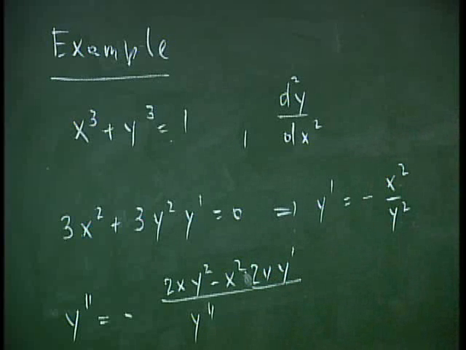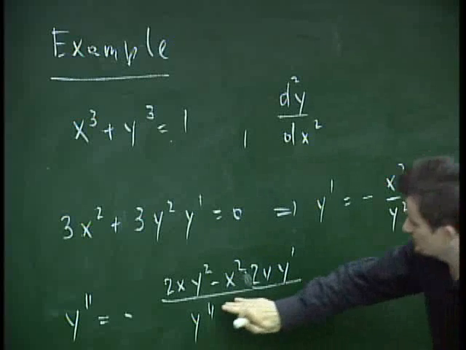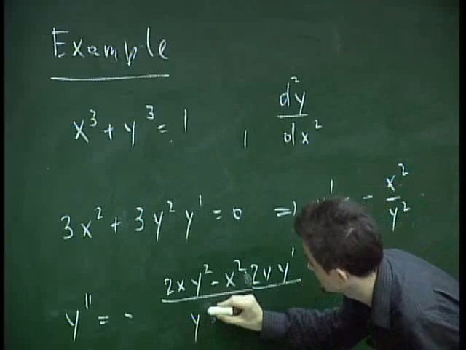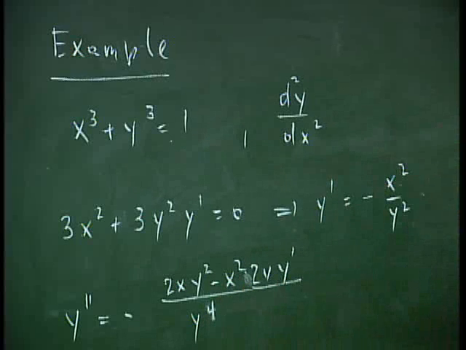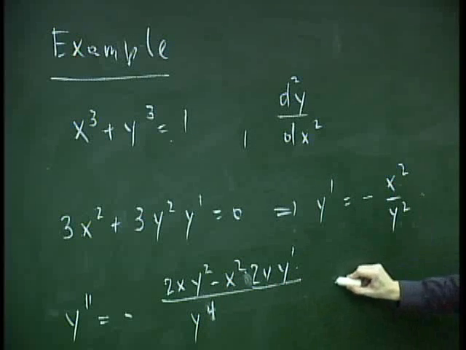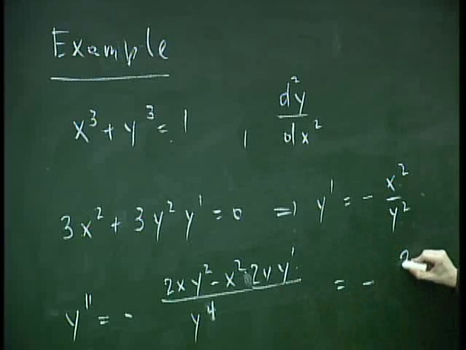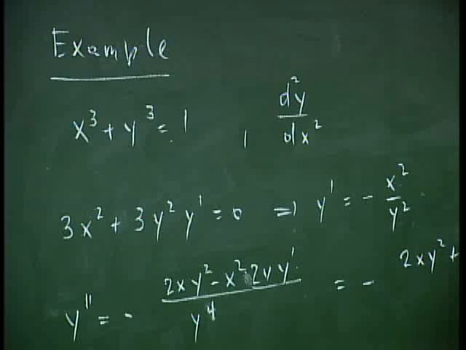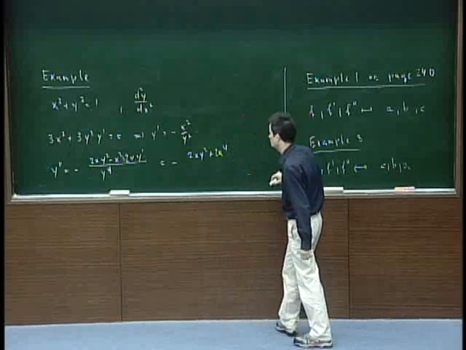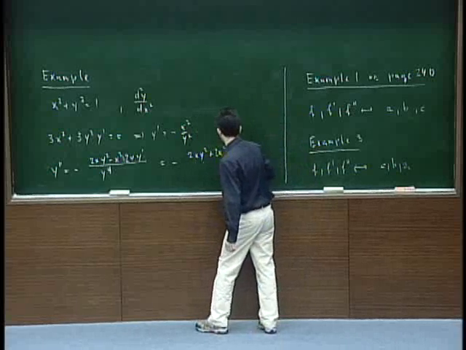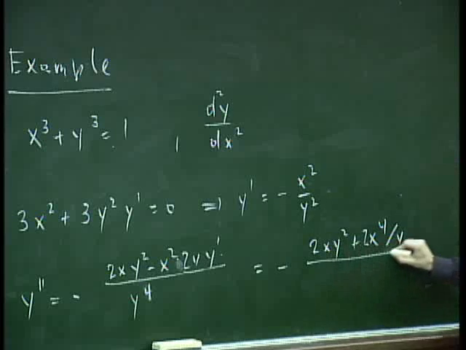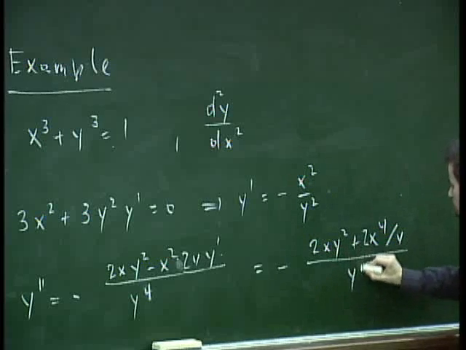Now you plug in what you know already. You know this expression for the derivative of y. Sorry, this should be y to the 4. Now you plug this in here. So what you get is minus 2x y squared plus 2 x to the 4, and one y cancels, so over y to the 4.